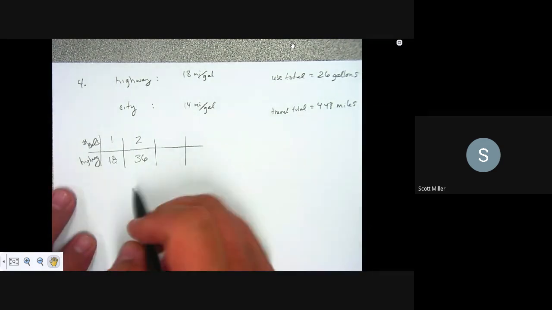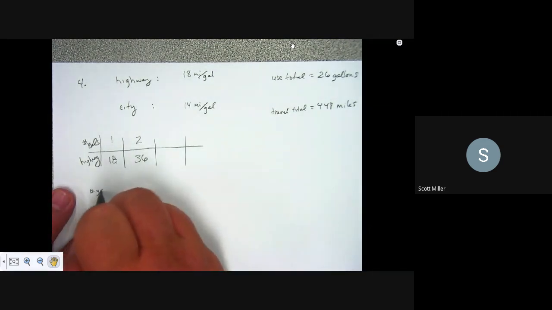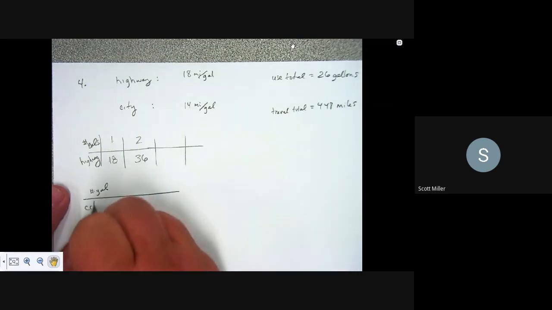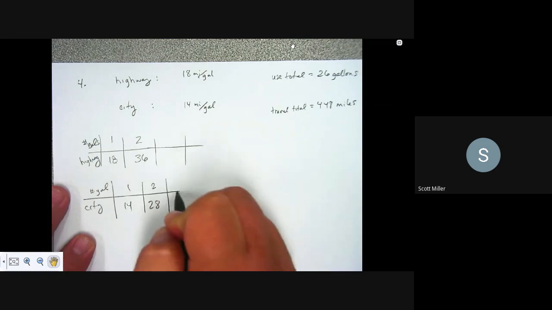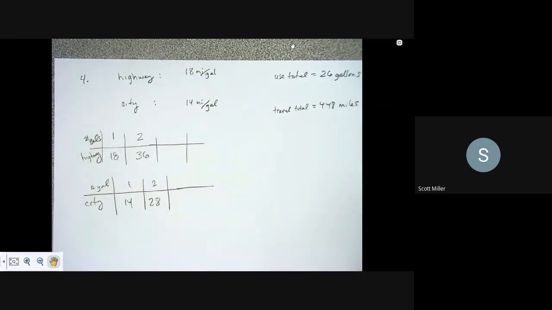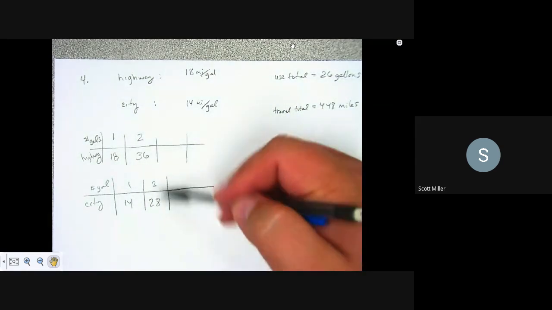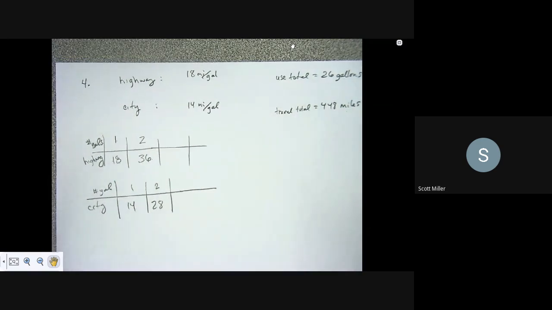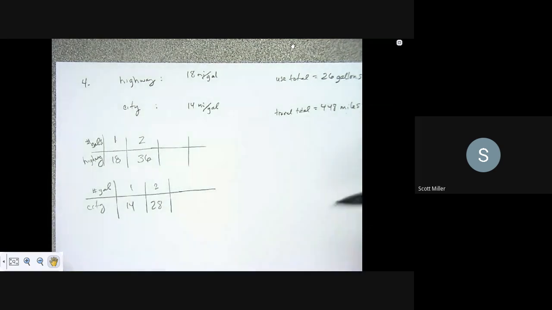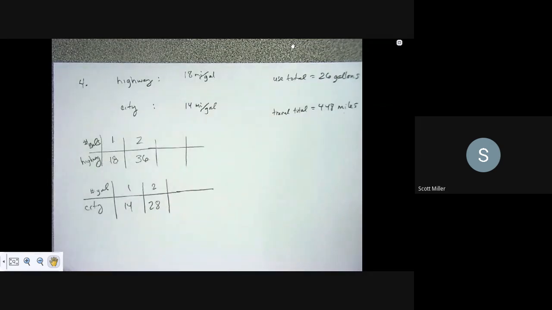I can do the same kind of a table for the city. Number of gallons, city travel, 1 gallon, 14 miles, 2 gallons, 28 miles, and so forth and so on. And I can continue this until what? I got 26 gallons. So I'm trying to find these distances that will add and equal 448. Is what I'm trying to get to. Okay. I can continue this until that works, and you're doing a numerical approach to it.